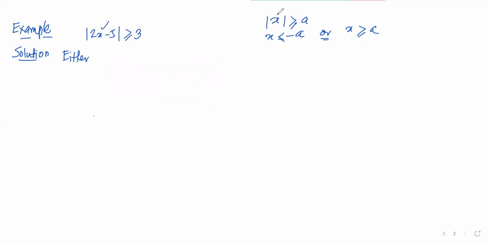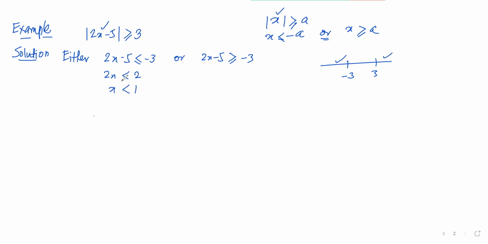Here it was x, now it is 2x minus 5. Here 2x minus 5 is less than or equals to minus 3, or 2x minus 5 is greater than or equals to 3. The simple case numbers are minus 3 and 3. It is the greater than sign, so we choose the left and the right. So 2x is less than or equal to 2 and x is less than or equals to 1 is the first answer.